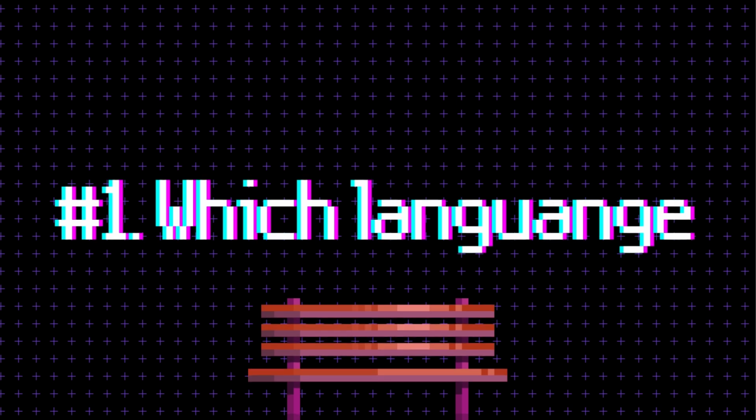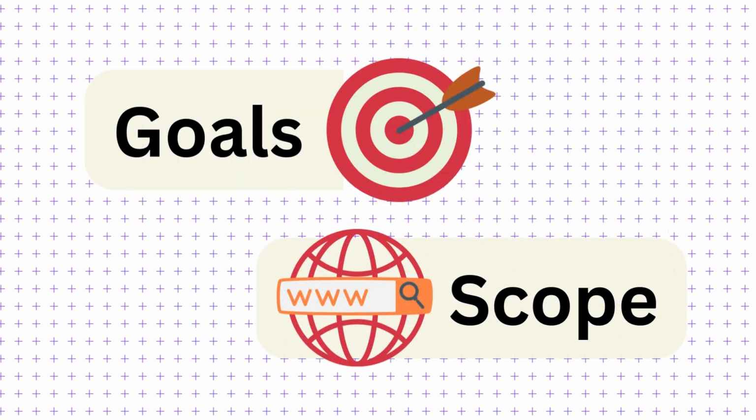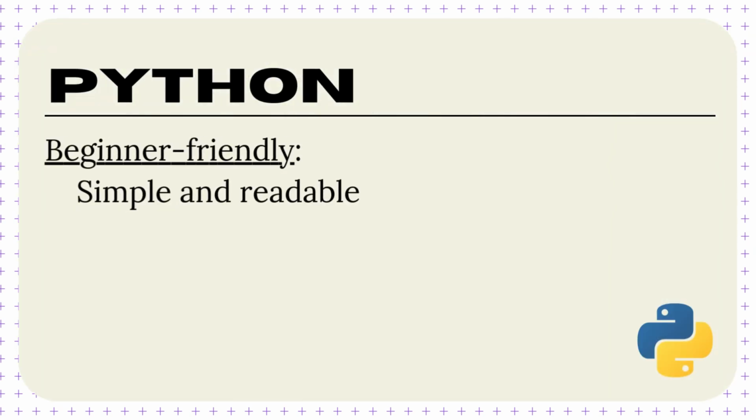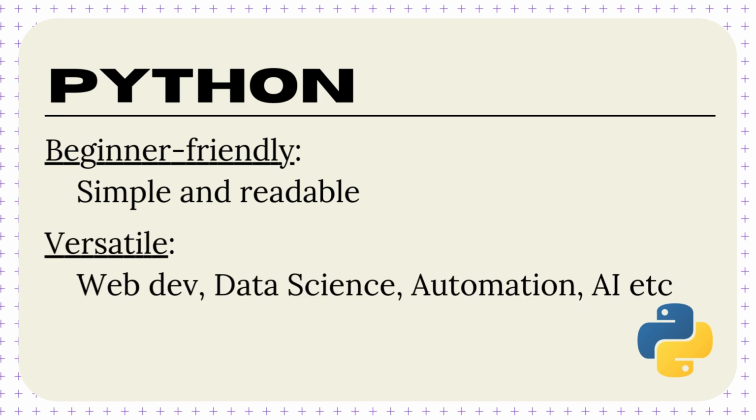Choose your first programming language. The first step in your journey is choosing the right programming language. Your choice depends on your goals and the types of projects you want to work on. Here's a quick guide. Python: perfect for beginners due to its simplicity and readability. It is also versatile, used in web development, data science, automation, artificial intelligence, and more.